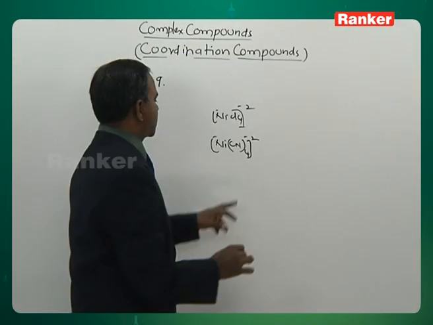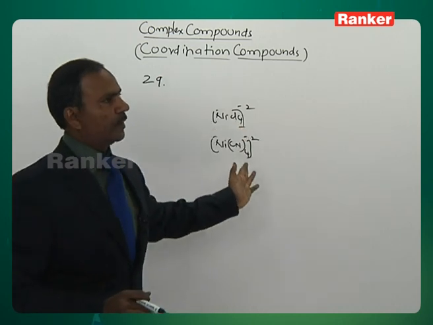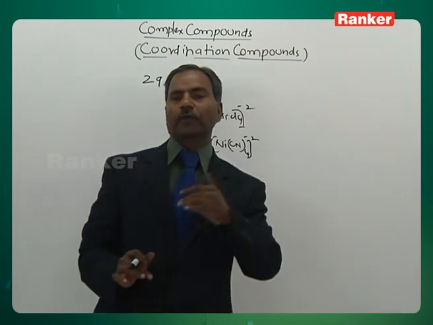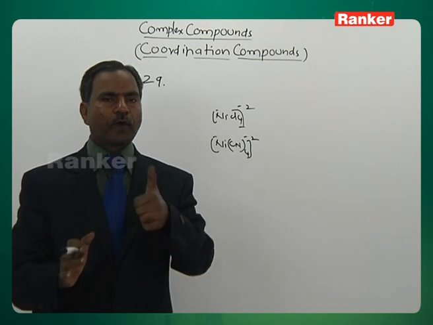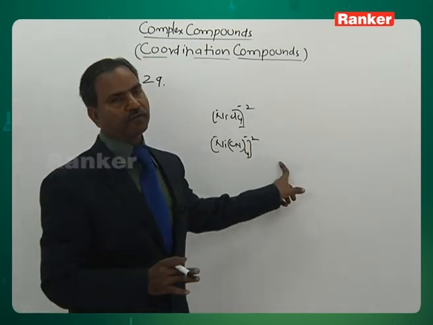Coming to option B, nickel tetracyanide 2-. CN is a strong field ligand. The oxidation number here is plus 2, d8, and here also d8, but the difference is that CN is strong field and electrons get paired. Once 8 electrons are paired, one orbital becomes vacant, giving dsp2 hybridization, so it is square planar.